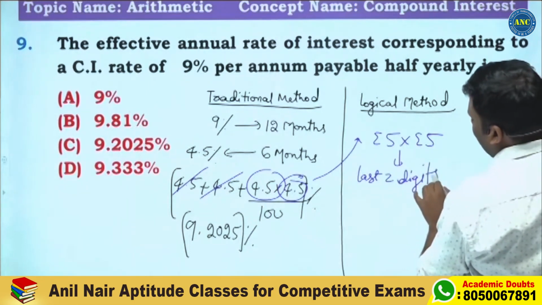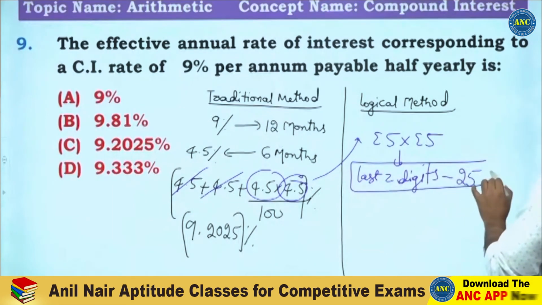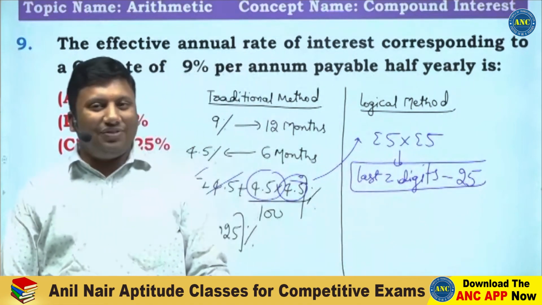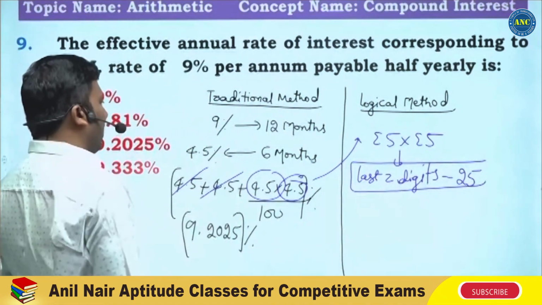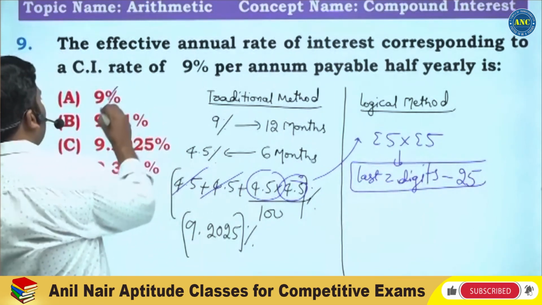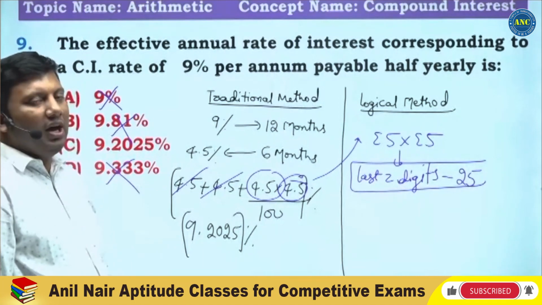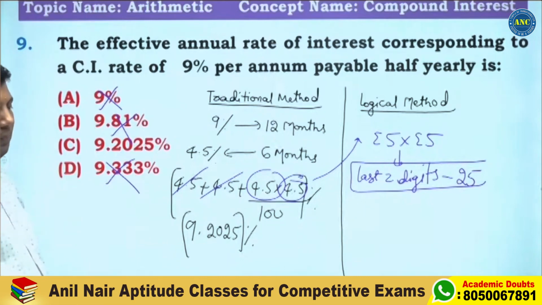Already we discussed in our number system logic: when you multiply any two numbers ending with 5, the last 2 digits are always 25. You don't need to waste your time. The answer's last 2 digits are 25, and the only option where the last 2 digits are 25 is the third option, 9.2025. I hope it is clear.